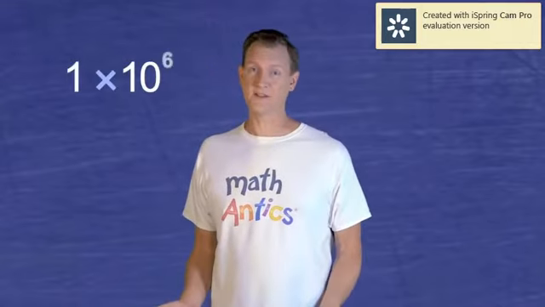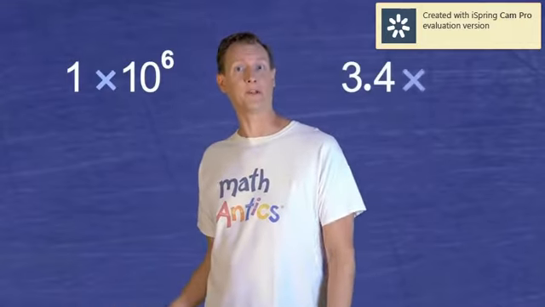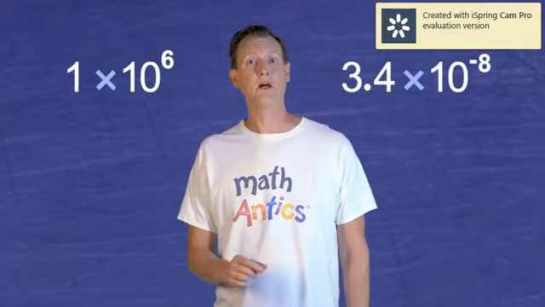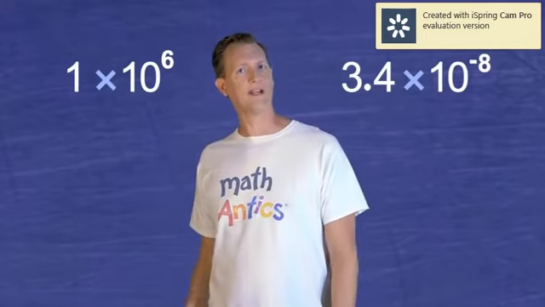Have you ever heard people use numbers like that? 1 times 10 to the 6th, or maybe 3.4 times 10 to the negative 8th? Well, those are examples of a way of writing numbers called scientific notation.